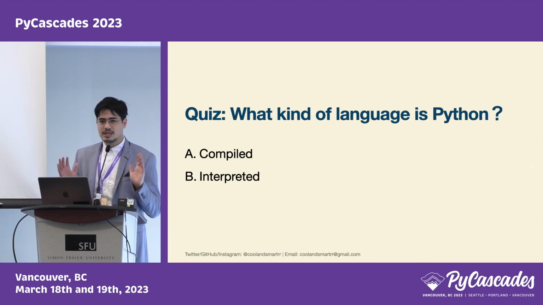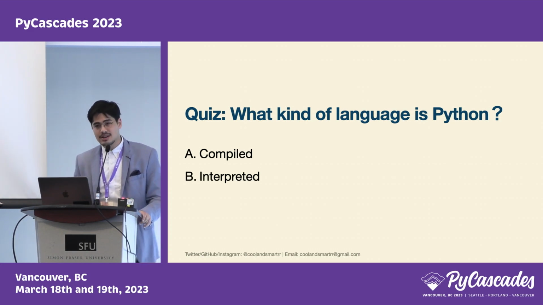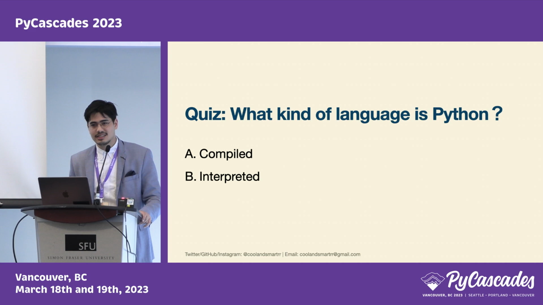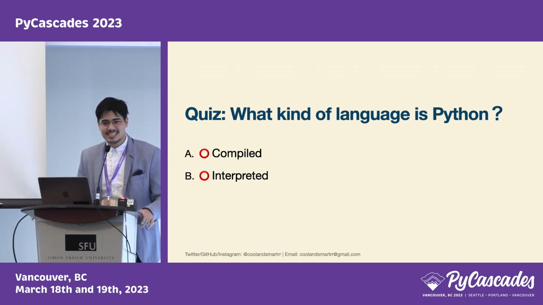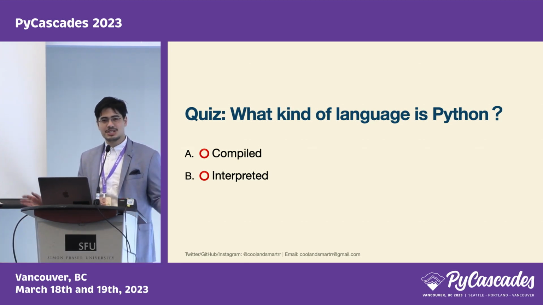Now, to warm up the stage, let's have a question. What kind of language is Python? If you think it's compiled, please raise your hand. Okay. If you think it's interpreted, please raise your hand. We got more hands up. Well, that was a trick question, because it's actually both. Now, let me explain why it's actually both.